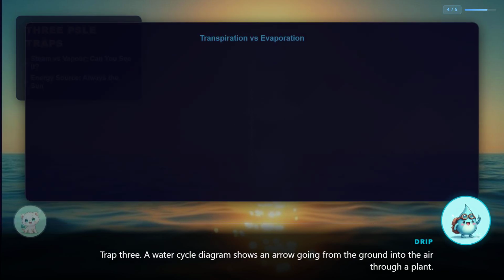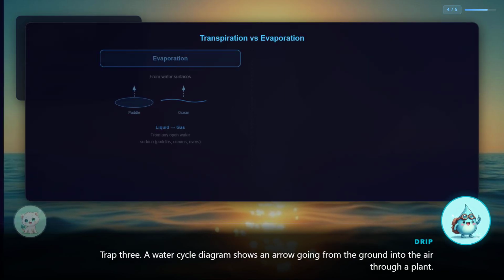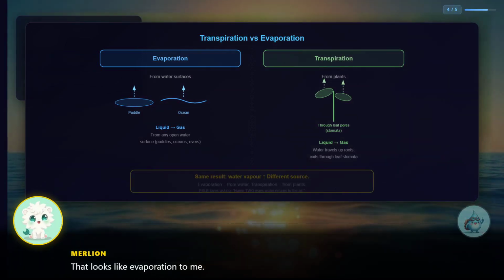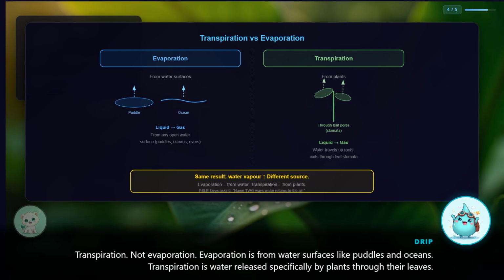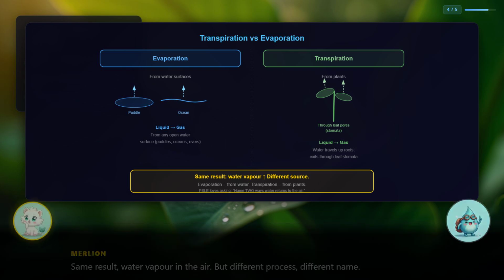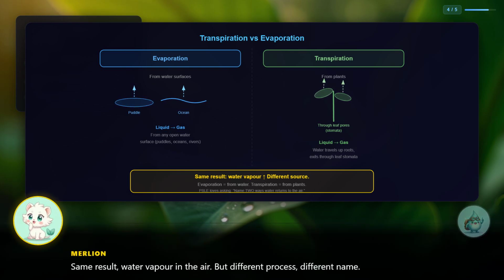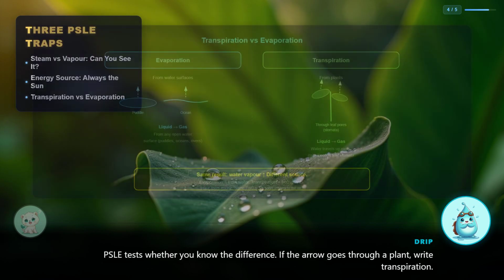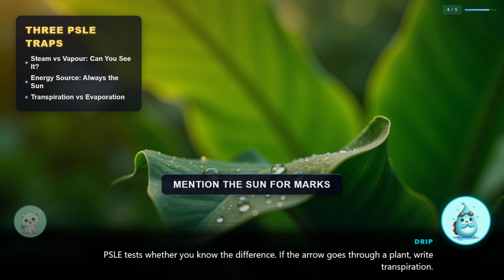Trap 3. A water cycle diagram shows an arrow going from the ground into the air through a plant. That looks like evaporation to me. Transpiration, not evaporation. Evaporation is from water surfaces like puddles and oceans. Transpiration is water released specifically by plants through their leaves. Same result. Water vapor in the air, but different process, different name. PSLE tests whether you know the difference.